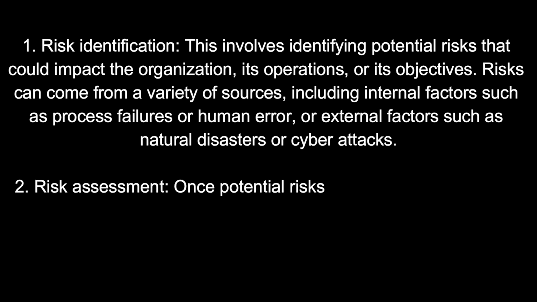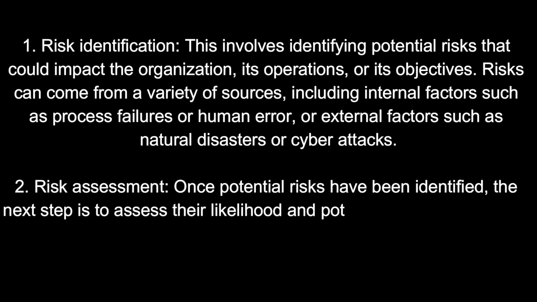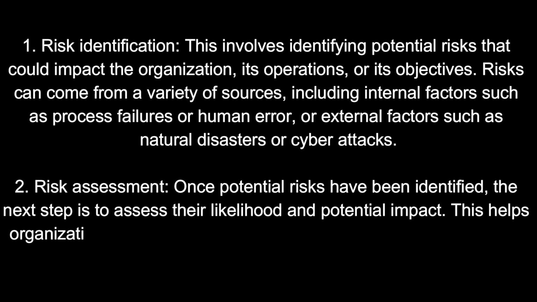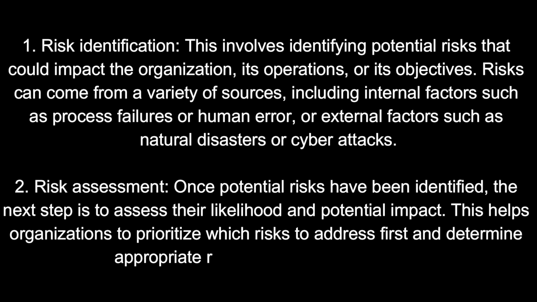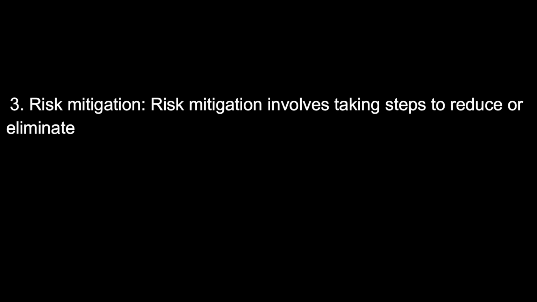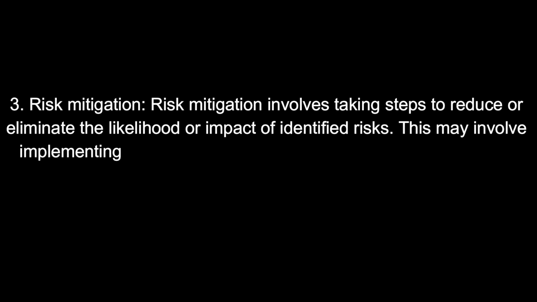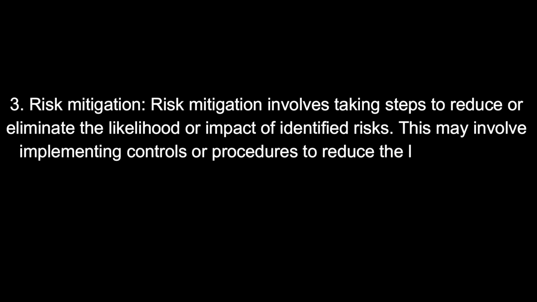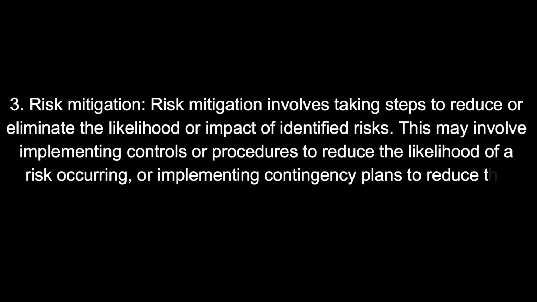2. Risk assessment. Once potential risks have been identified, the next step is to assess their likelihood and potential impact. This helps organizations to prioritize which risks to address first and determine appropriate risk management strategies. 3. Risk mitigation. Risk mitigation involves taking steps to reduce or eliminate the likelihood or impact of identified risks. This may involve implementing controls or procedures to reduce the likelihood of a risk occurring, or implementing contingency plans to reduce the impact of a risk should it occur.